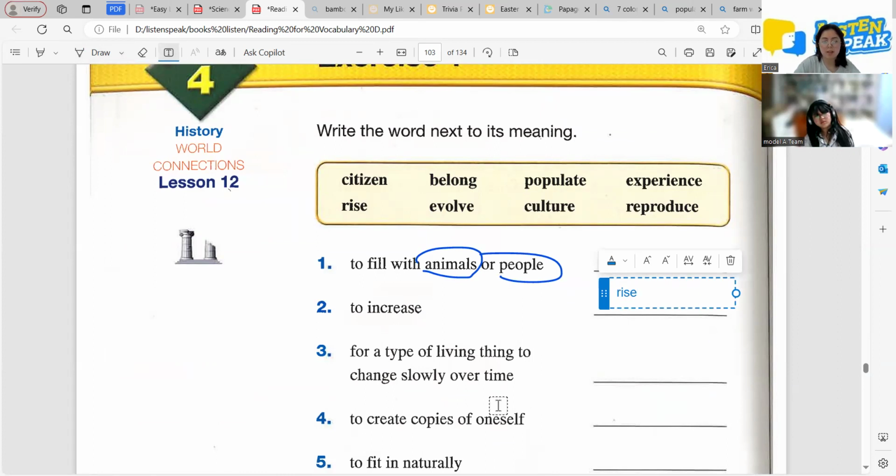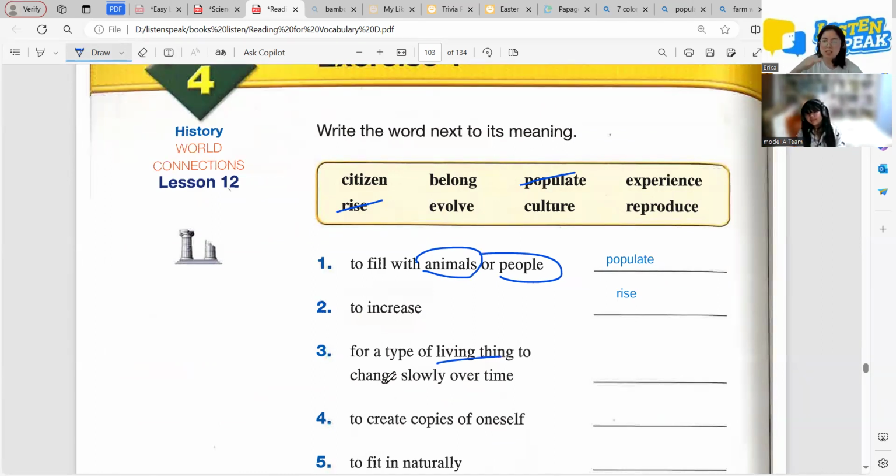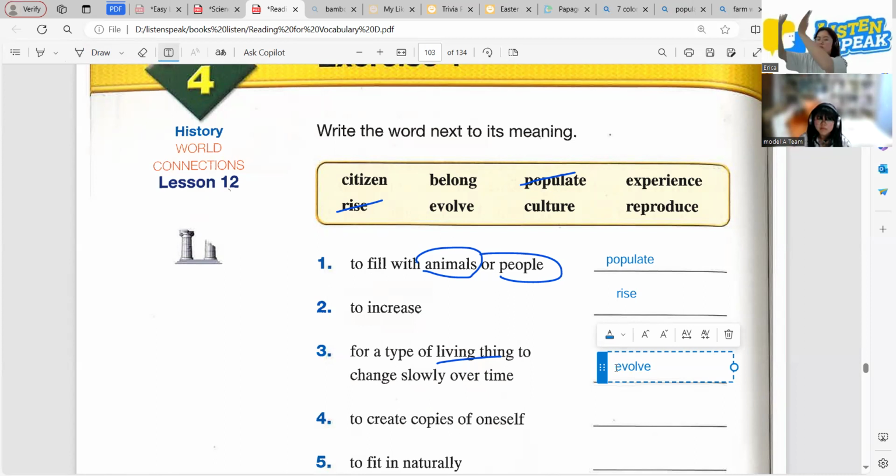Number three: for a type of living thing to change slowly over time. It means they are changing slowly. Evolve. Yes, evolve. It means changing slowly over time. Another example is from a baby to an adult, or from a sprout to a tree. So it's changing slowly.